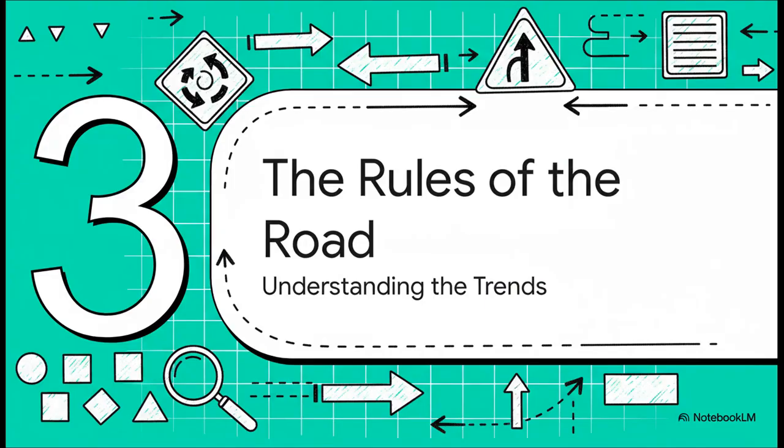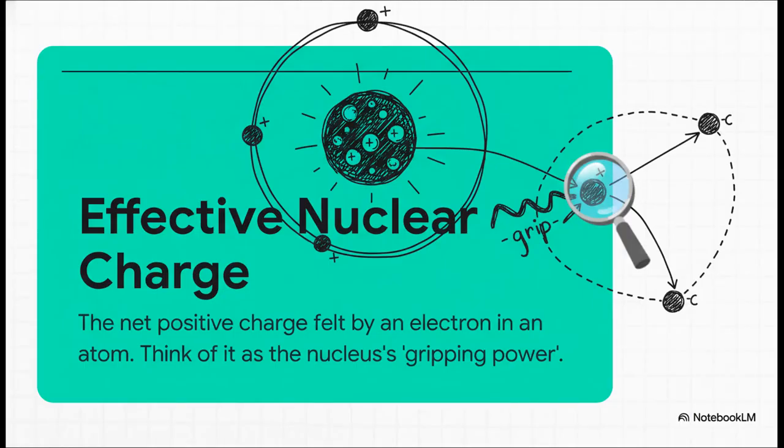Okay, so we know the zones and we've met a few families. Now for the really, really cool part: the hidden patterns, or what we call trends. These are the predictable rules, the traffic laws of our map, if you will, that tell us how properties change as you move across a row or down a column. But before we dive into the trends, you have to understand the force behind all of them: effective nuclear charge.